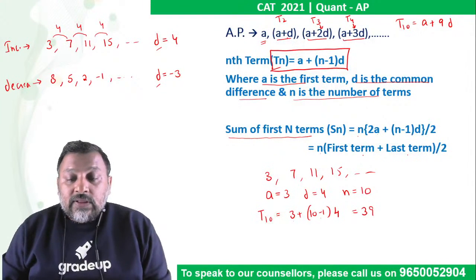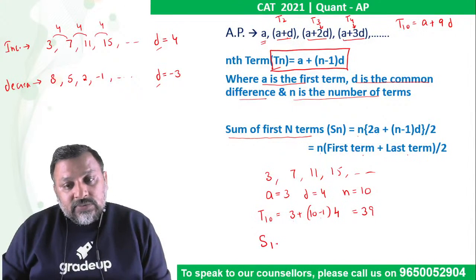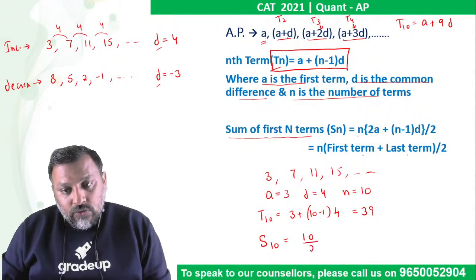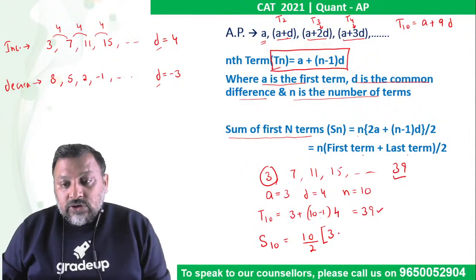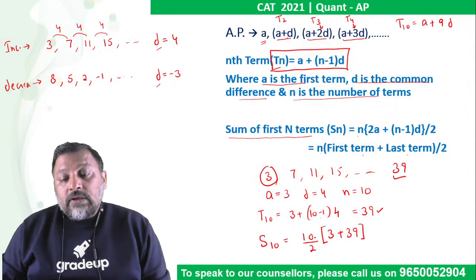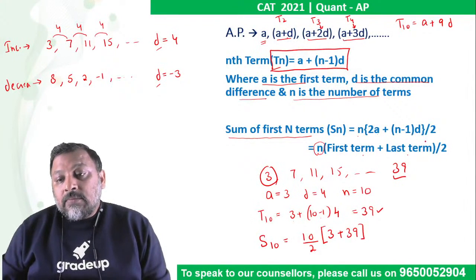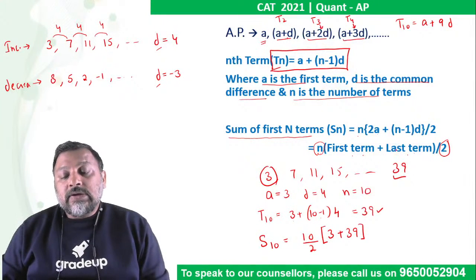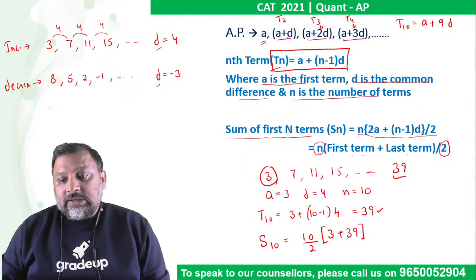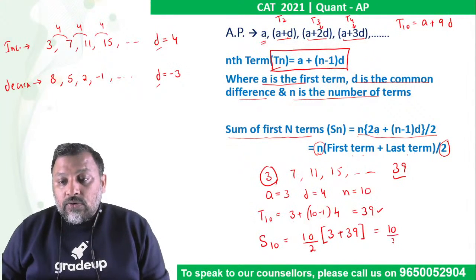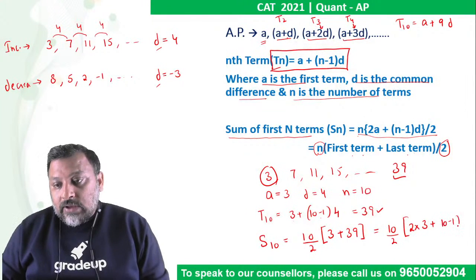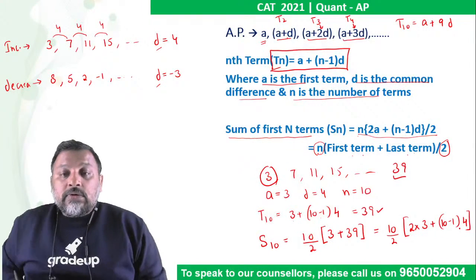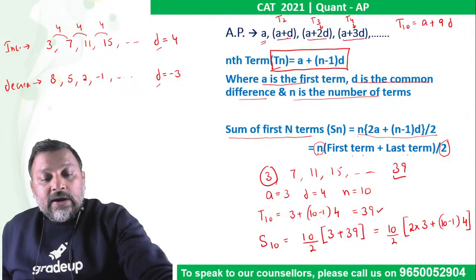So if in this series I need to find the sum of first 10 terms, so it is 10 by 2 into first term, which is 3. This is the first term, and the 10th term we have already calculated, 39. So it is 3 plus 39 into 10 by 2. That is n by 2 into first plus last term. Or I can say it is this, that is 10 by 2 into 2 times of first term plus n minus 1 into d. So this is how we find the sum of n terms.